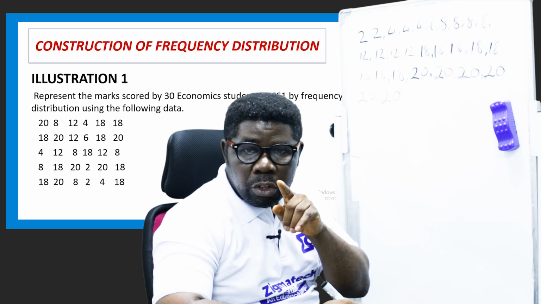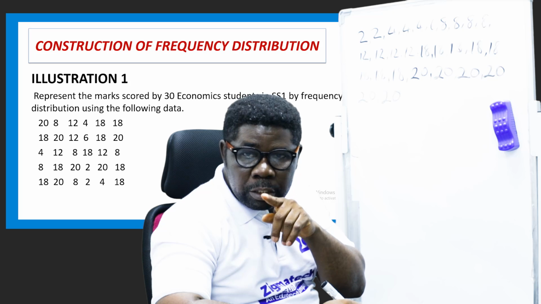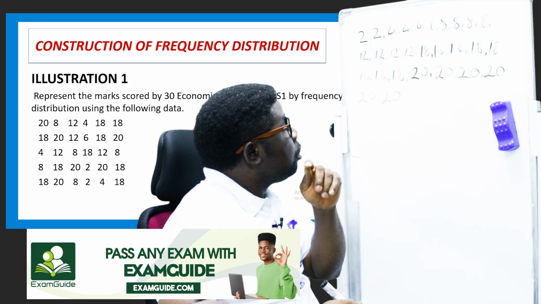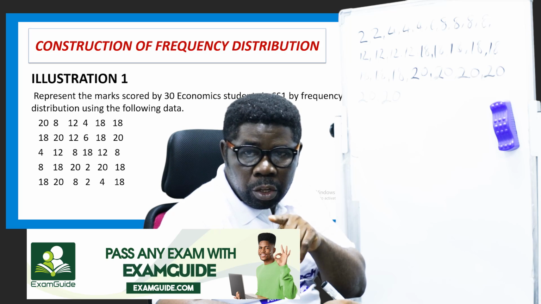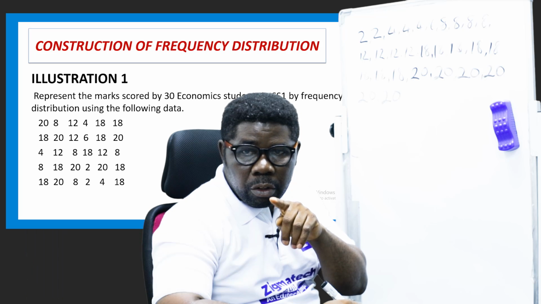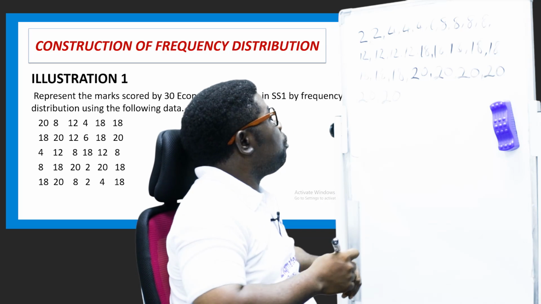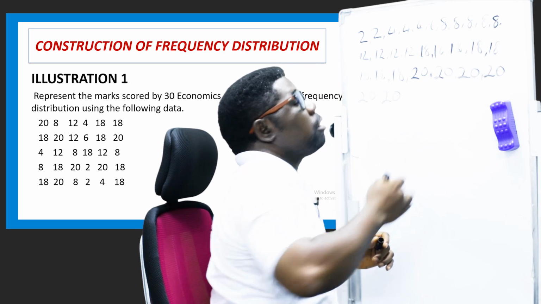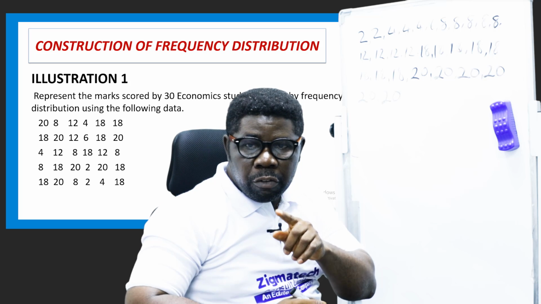After that we have 6. How many 6s do we have? In the first row and second row, just one 6. How many 8s do we have? 1, 2, 3, 4, 5. We have 8 in 5 places, so we'll add one more 8 here.